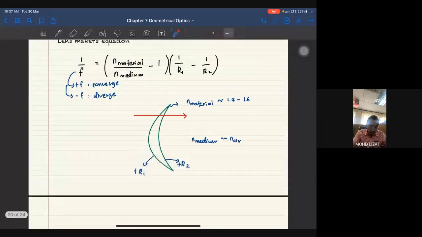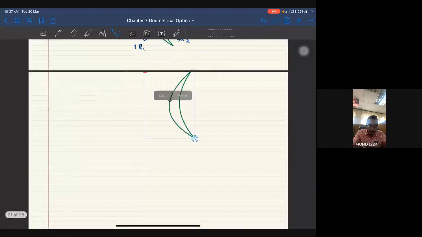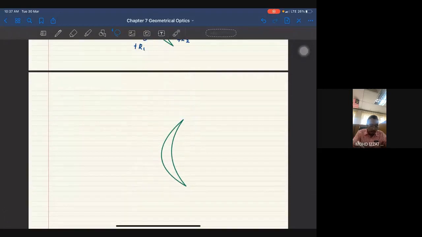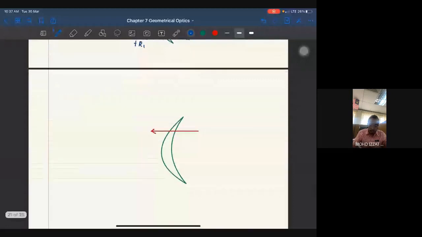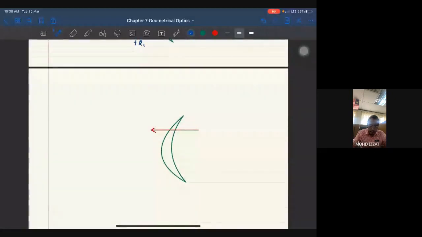Let's say we are discussing the exact same lens, but the only difference here is that for some reason we draw the arrow from right to left. Okay, so the first thing that you will notice that changes is your R1 and R2. So R1 is actually the first surface, so this would be your R1 and this would be your R2.